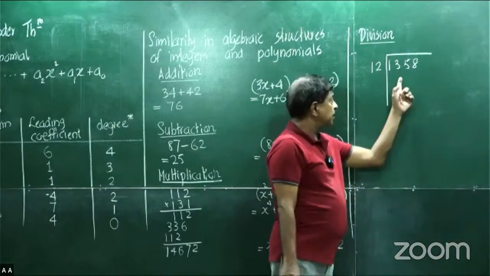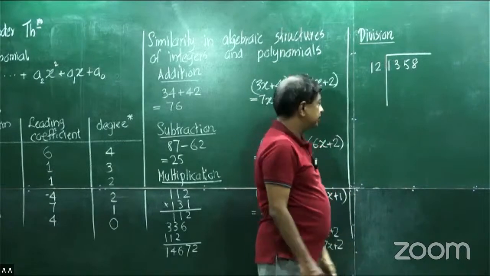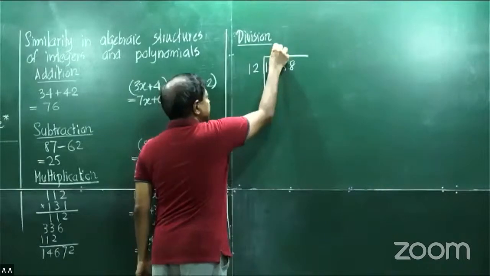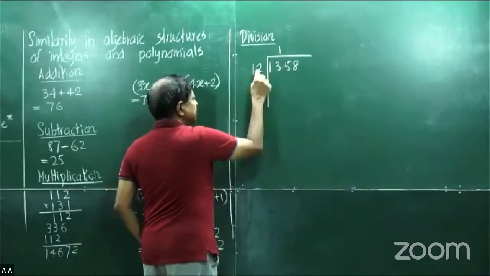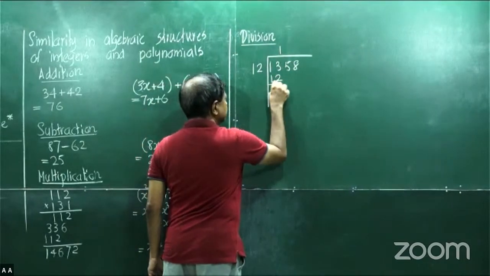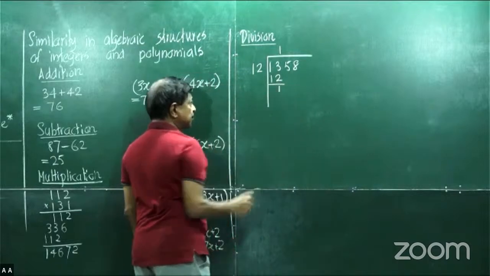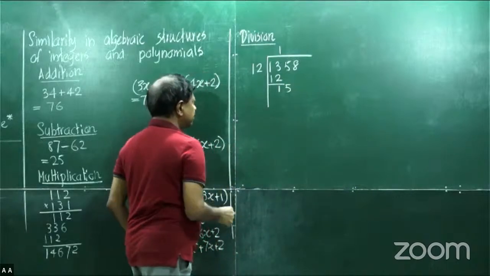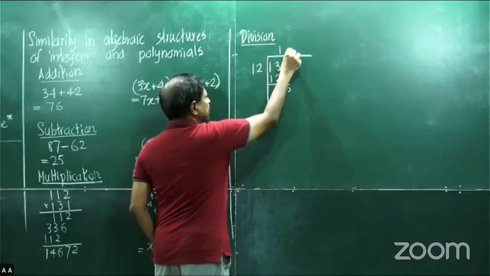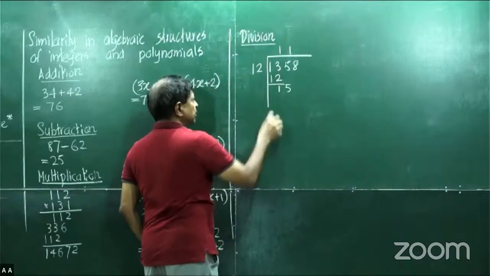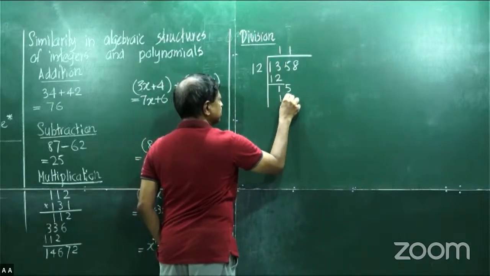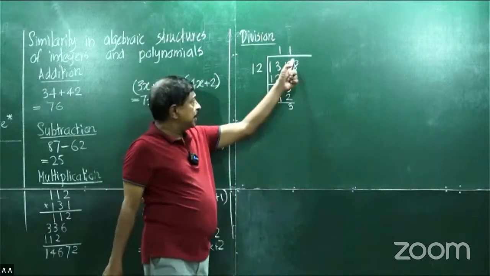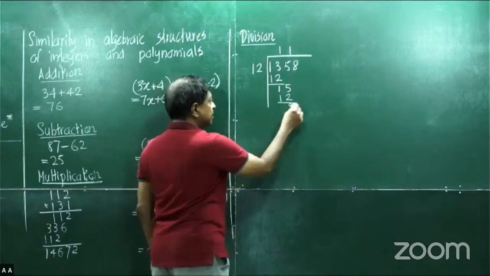Okay. Now let's consider the integer division. There's only 1 twelve for this 13. So 1 times 12 is 12. When you subtract, you get 1. Bring this 5 down to this place. For 15, there's only 1 twelve. So 1 times 12, subtract, you get 3. Bring this 8 down to this place.